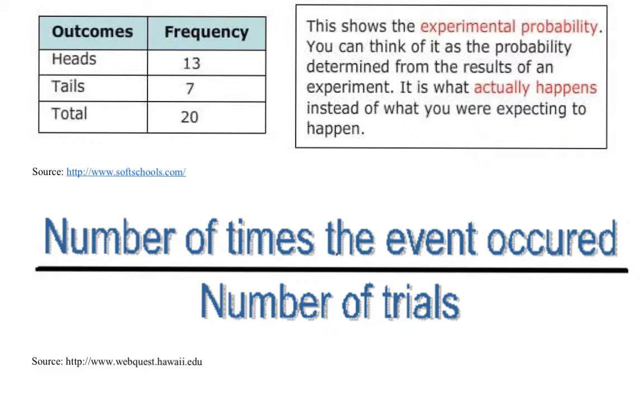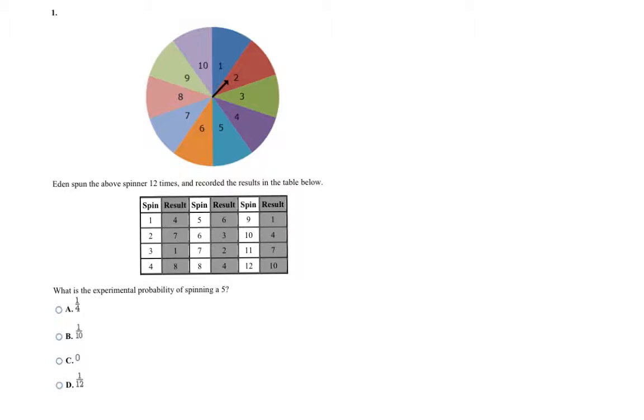for the theoretical probability. In this first question, we're looking at a spinner, and there's 10 different colors labeled 1 through 10. And Eden spins the spinner 12 times and records the different results in this chart. And it wants to know, what is the experimental probability of spinning a 5? So I'm looking for how many times a 5 was spun.